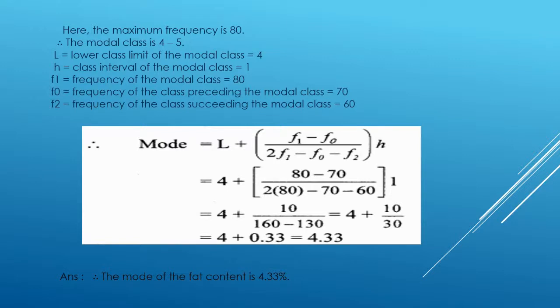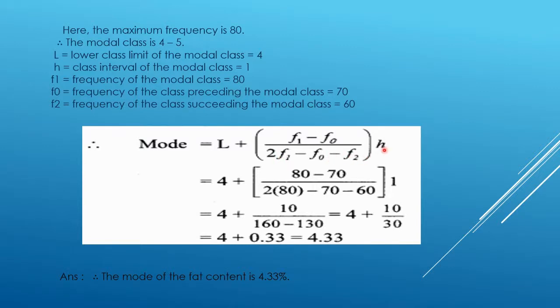L equals lower limit of the modal class, which is 4. H is the class interval of the modal class, equal to 1, and F1 is the frequency of the modal class, equal to 80. F0 is the frequency of the class preceding the modal class, equal to 70, and F2 is the frequency of the class succeeding the modal class, equal to 60. Equation for mode: L plus (F1 minus F0) upon (2F1 minus F0 minus F2) into H.